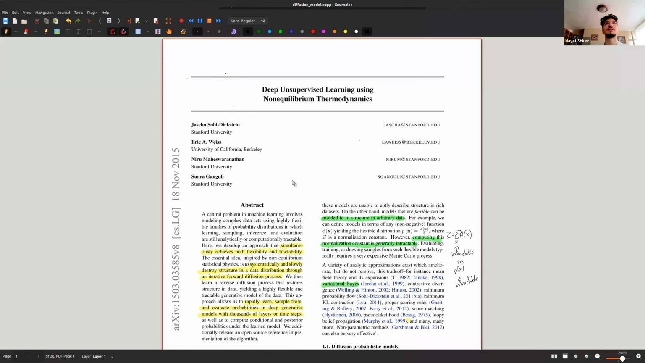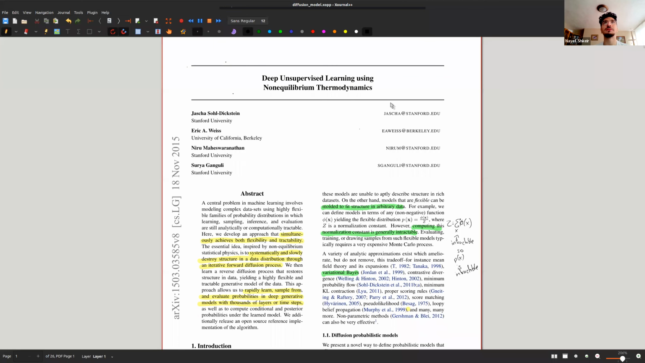The paper that started this whole diffusion model field in generative modeling is this Deep Unsupervised Learning using Non-Equilibrium Thermodynamics. This is a really fundamental paper in diffusion models, and it was the first one to really introduce them. I think it's pretty important to get into diffusion models with this paper first, because it helps build a foundation.